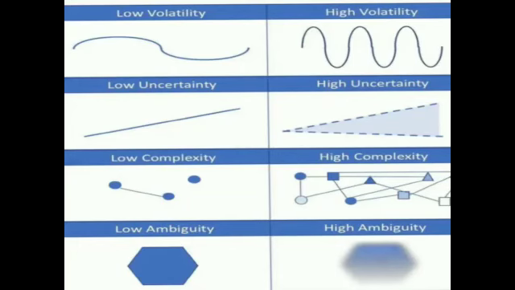See in this picture. So what is low uncertainty? In low uncertainty, we are able to predict. We are able to understand what is going on. In a high uncertainty situation, we can't predict the future and the present also. We are not able to understand what is going on.